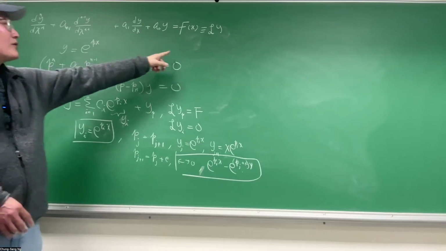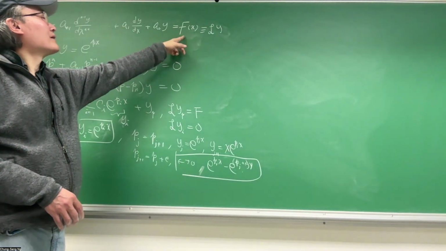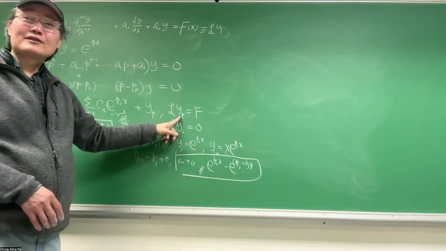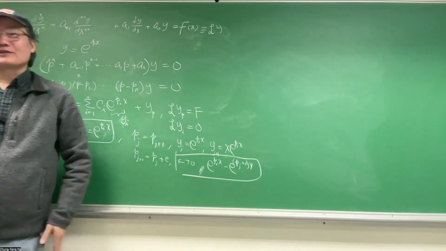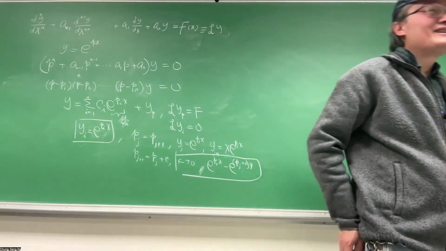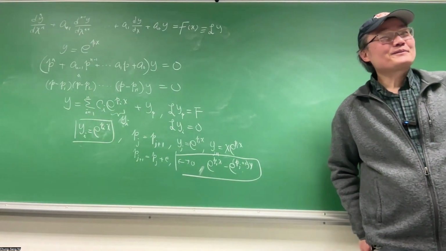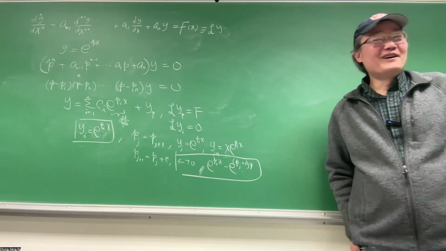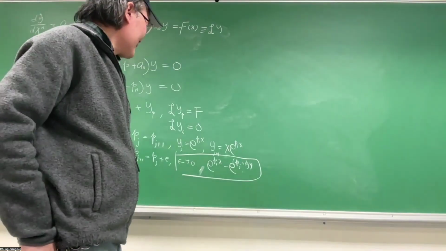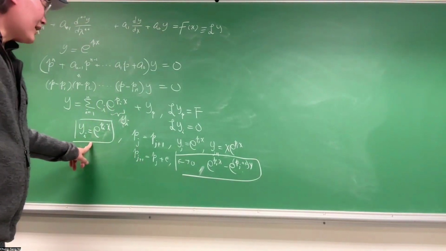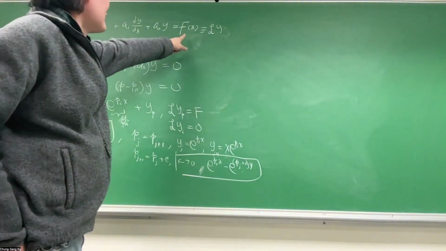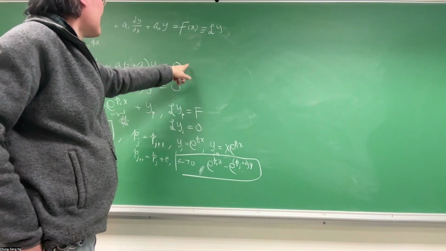But what about if you want to solve it with the inhomogeneous term, or the source term? What to do? How to find the y-sub-p? Or what is the full solution? How to do it? Any suggestion? Anyone has a suggestion? Because you have the source term, right? Then what to do? What do you get?